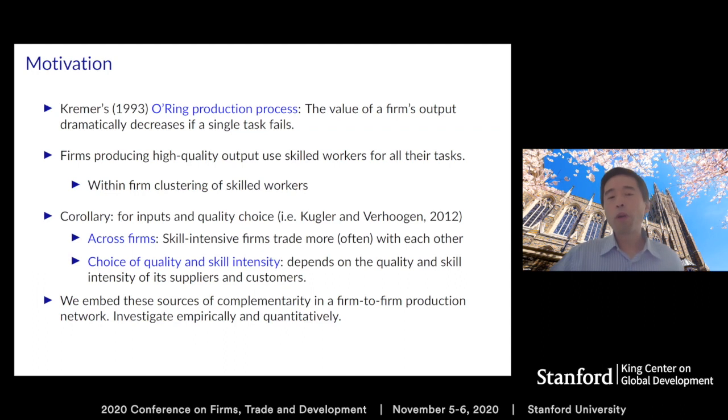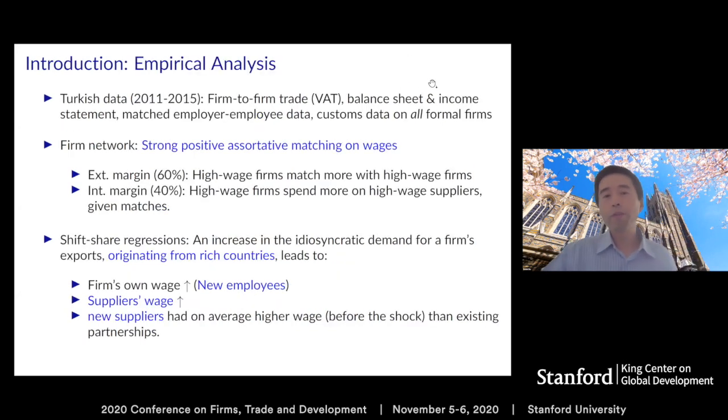In this specific project, we extend all these previous efforts. We embed these sources of complementarity explicitly in a firm-to-firm production network. We document a set of novel empirical facts, and we also bring those facts into a quantitative model to investigate the role of these complementarities in firms' quality upgrading decisions. I'm very glad that Paco presented his paper yesterday because it set the stage for our work too. It's related, despite the fact that we don't have distortions in our framework; we do have to think about the interconnection of firms' decisions in terms of technology adoption in this setup.